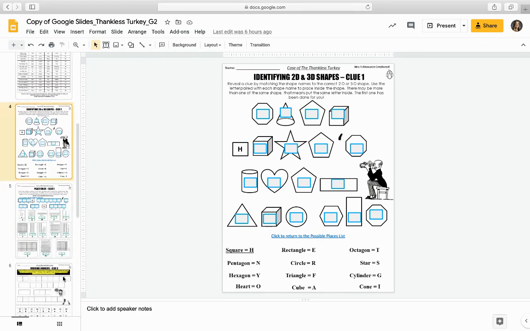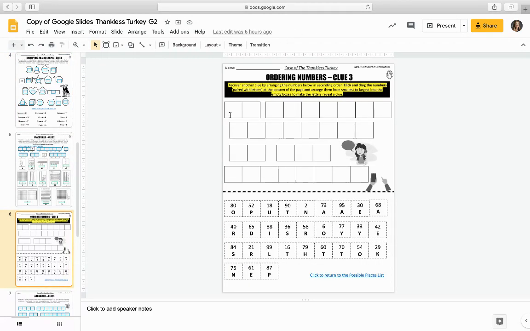Then you are on clue 3. So it says, discover another clue by arranging the numbers below in ascending order. Ascending order means smallest to biggest. So I will include a hundreds chart on our Canvas page because a hundreds chart can help you. But you're going to go one number at a time and put them in order from smallest to biggest. So it might take a little while. So you're going to go row by row here.